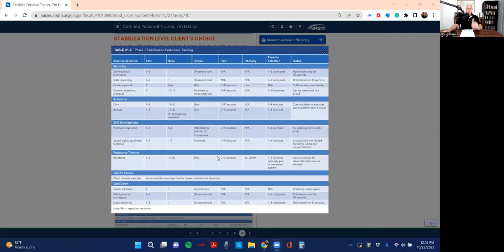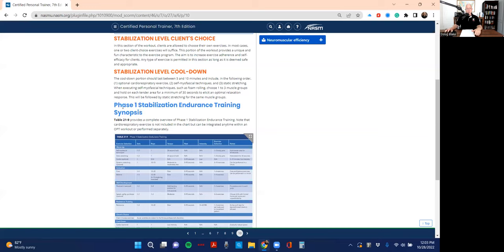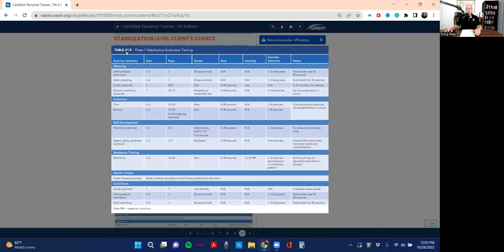And then there's also kind of a tip here, which is to try and make connections between all of the actual tables for all of the five different phases that you're looking at. What I'm talking about is that when you're in chapter 21, okay, so this is the stabilization, and I've just pulled this up in the textbook. So phase one, stabilization, endurance training synopsis. Remember, tables in chapter 21 are going to go from table 21.9, 21.10, 11, 12, obviously through each of the different phases.